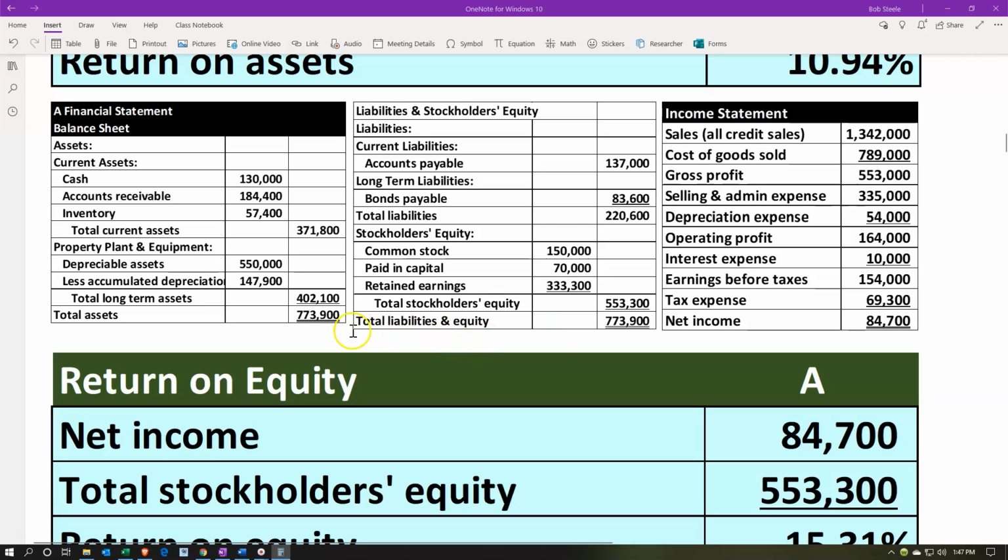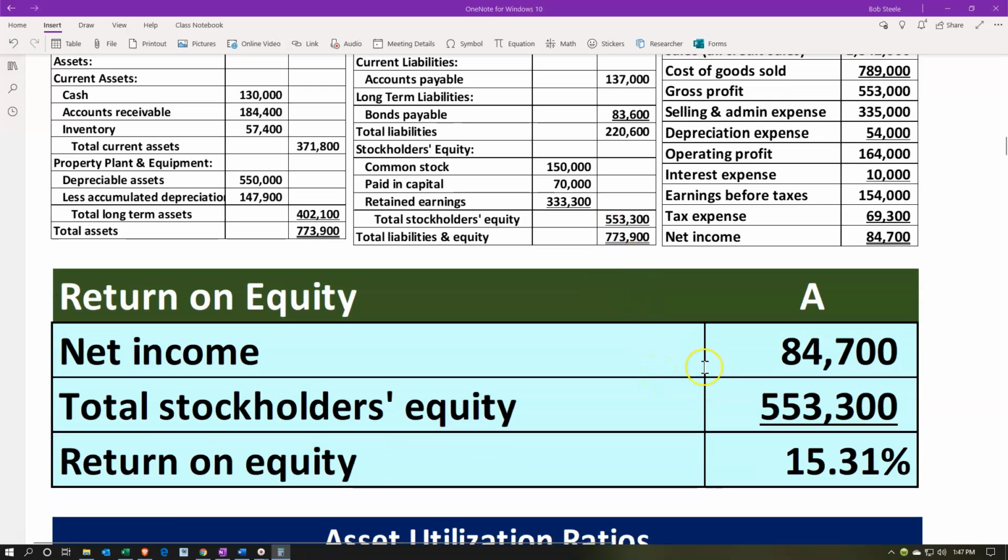Or in other words, if you take the assets minus the liabilities, you would get the equity, this 553,300. That means this is kind of like the value the owners have of the company, the book value of the company to the owner, assets minus liabilities. And therefore, once again, you would like to get a return on equity on this.